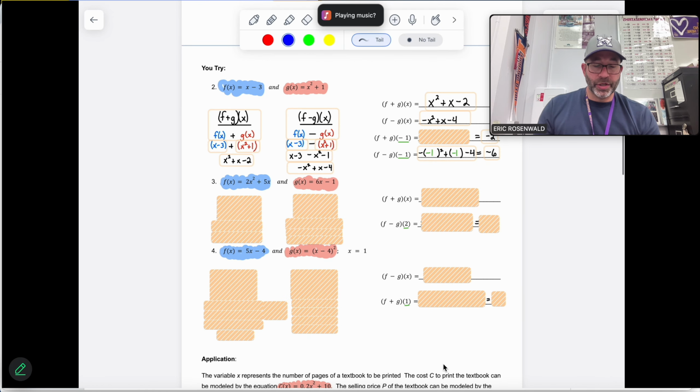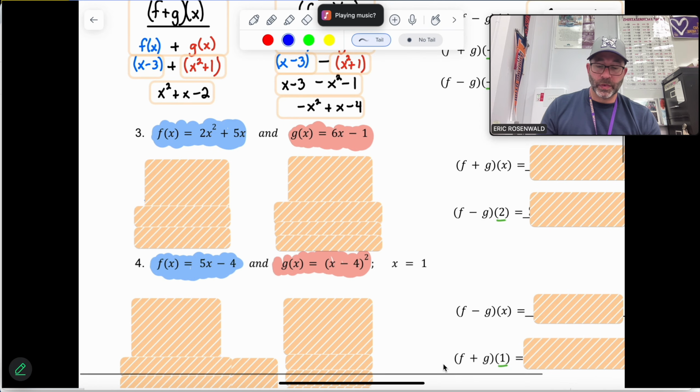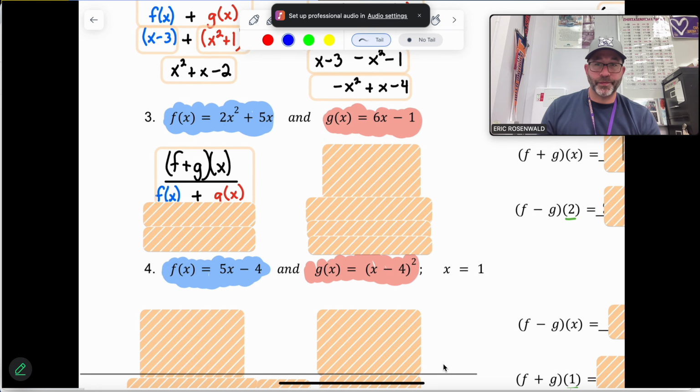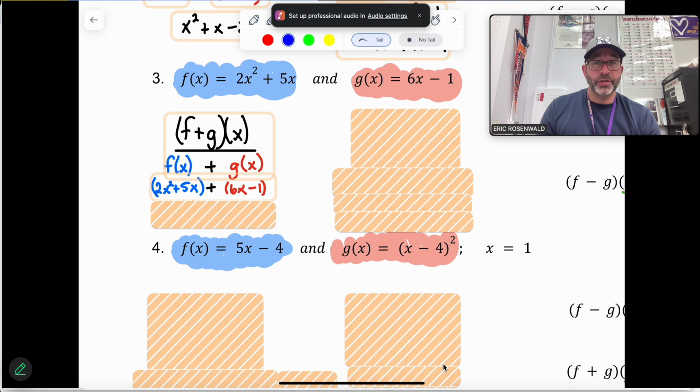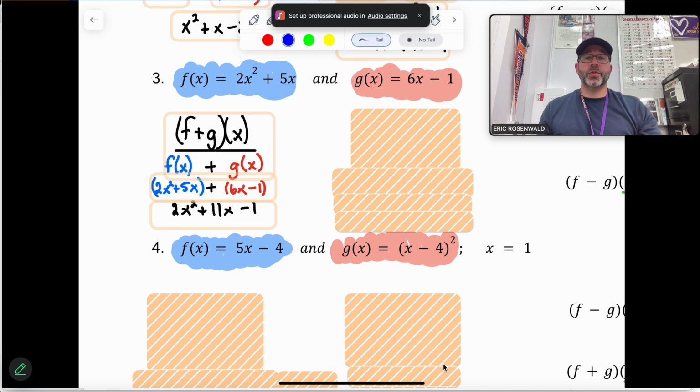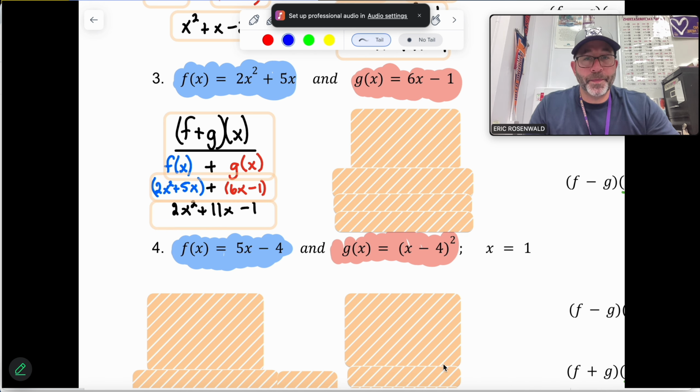All right, number 3. F plus g of x. F of x is 2x squared plus 5x. G of x is 6x minus 1. Combine like terms, we have 2x squared plus 11x minus 1.